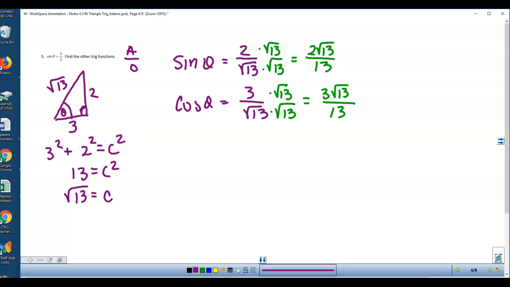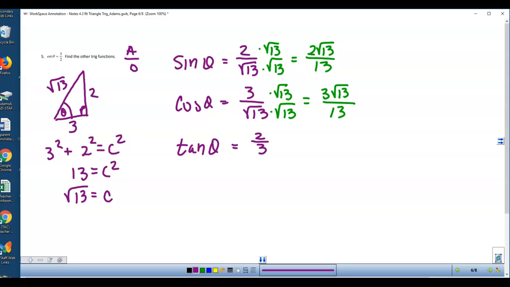Okay, so then I can do tangent, which is opposite over adjacent, so that one is just 2/3. We didn't have to actually do any rationalizing on that one, so that's good.